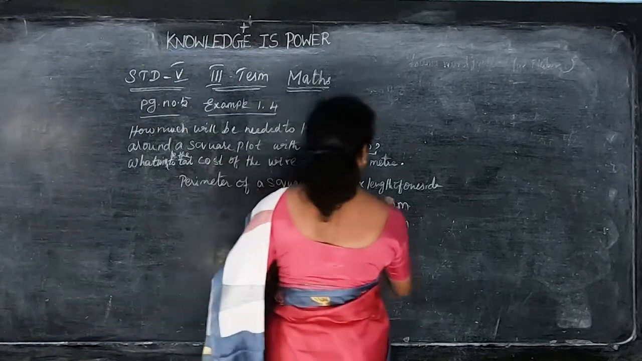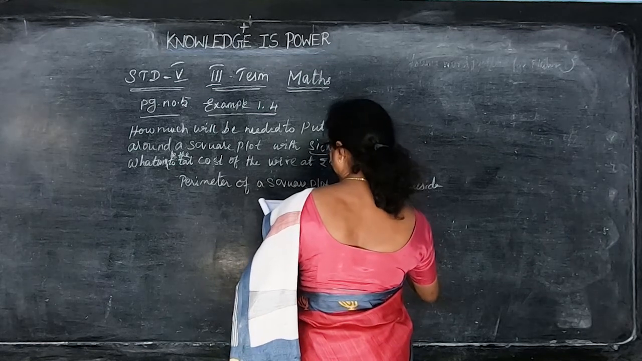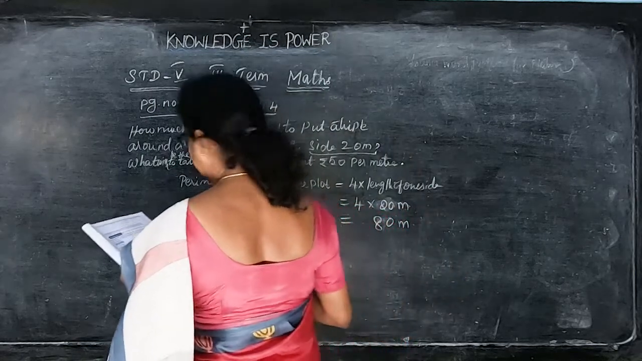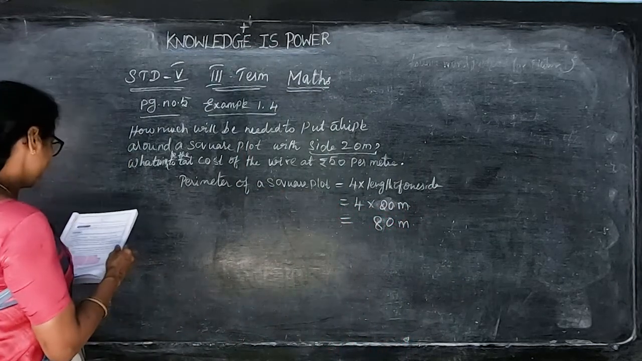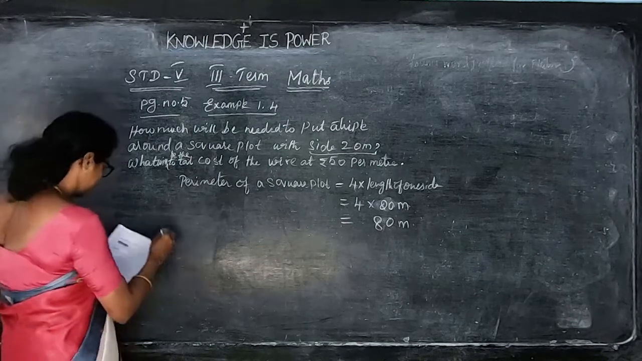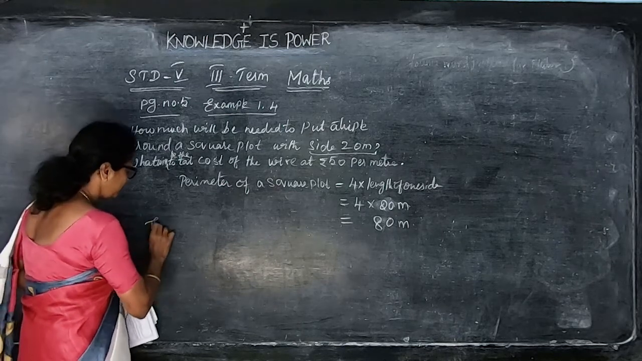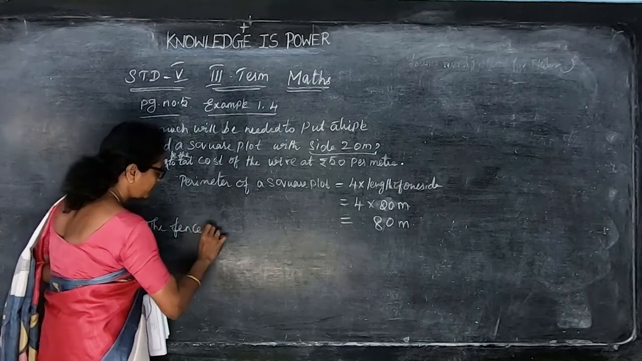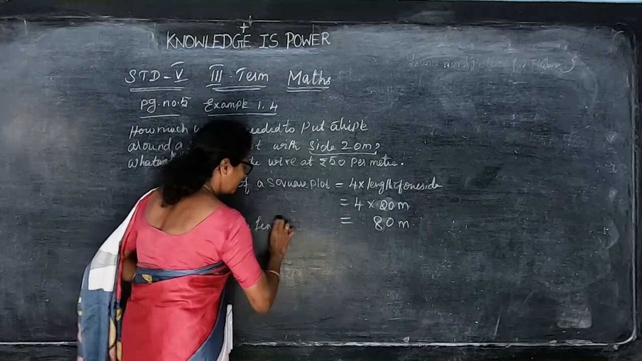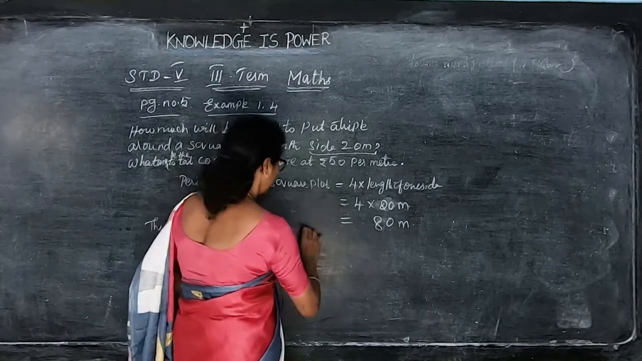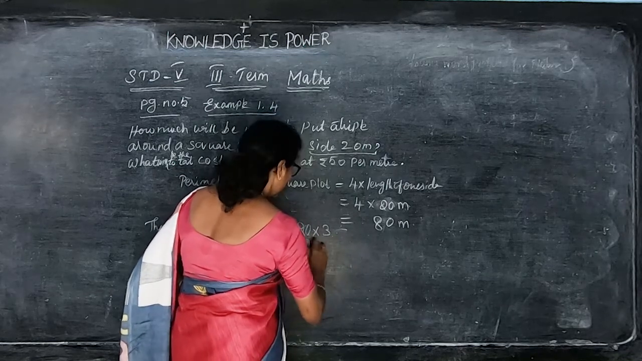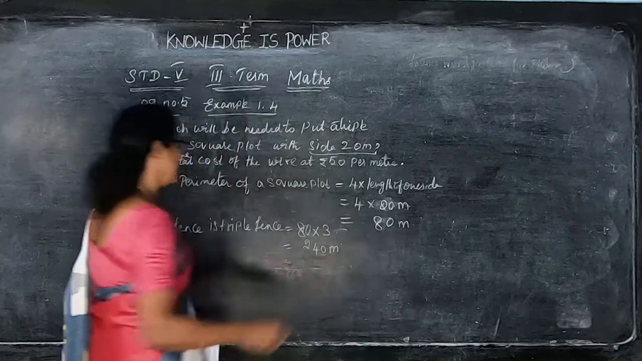Oh, sorry, that is 80 meter. So 80 meters of wire will be needed. So the perimeter is 80 meters. Since the fence is a triple fence, one fence is 80 meter, so for 3 fences how much? So 80 into 3, that is equal to how much? 240 meter.